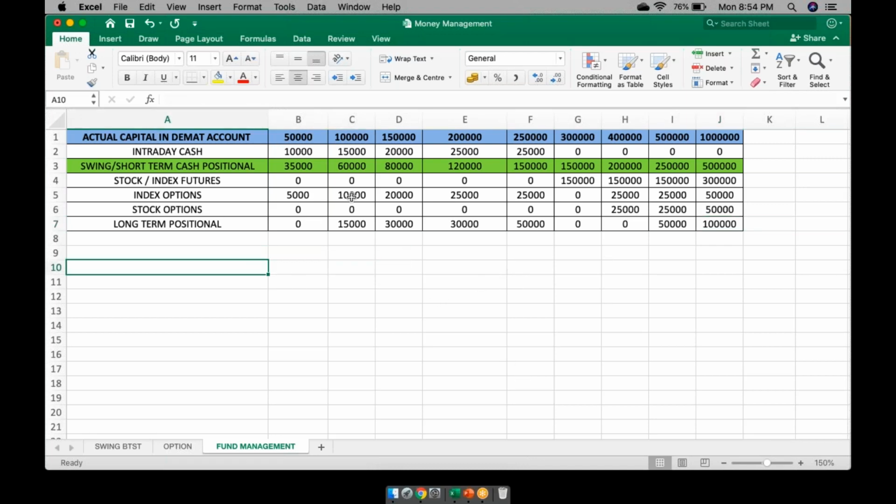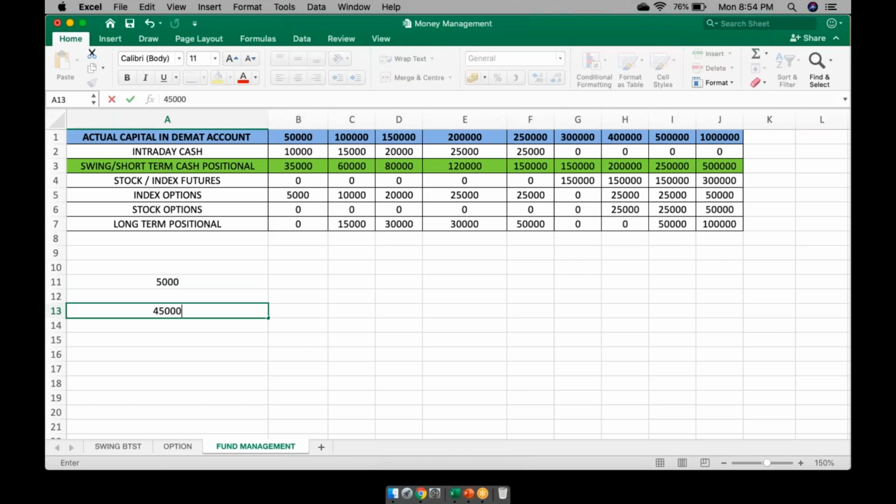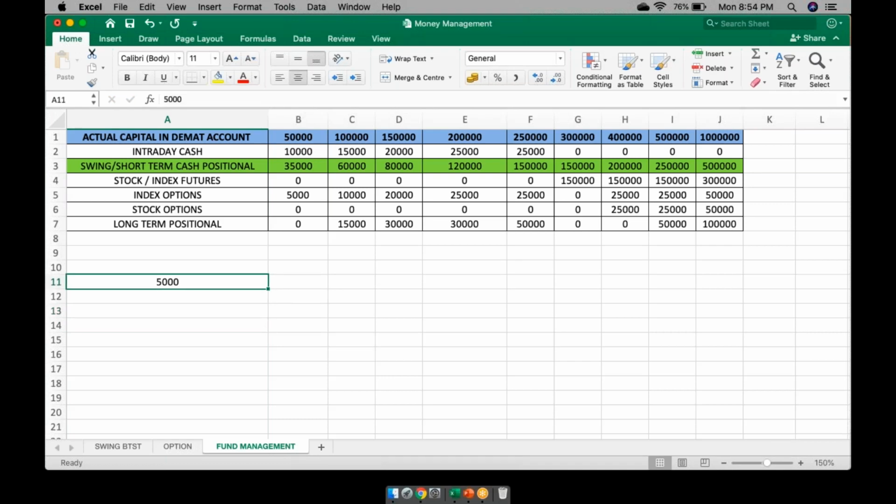And so this is the actual sample calculation, a sample example of how to trade with your capital. You should remember one thing. If you say you have 50,000 rupees capital, then 50,000 rupees should be there in your demat account. You should not have 5,000 rupees in your demat account and say that you have 45,000 in your bank. No, that will not be considered. It will be considered that you have only 5,000 rupees capital in your demat account.